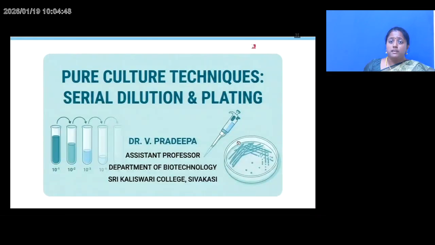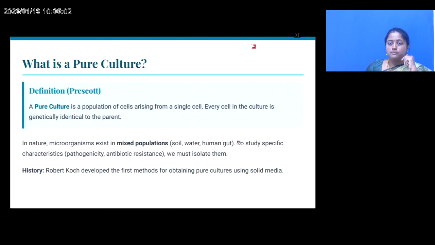Dear students, we are going to see about the pure culture technique, which involves serial dilution and plating techniques, mainly used for the isolation or enumeration of bacteria from soil, gas and water samples. So what is pure culture? A pure culture is a population of cells that arise from a single cell. Every cell in the culture is genetically identical to the parent. That is called a pure culture technique.